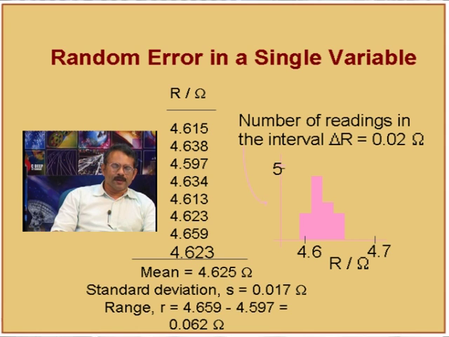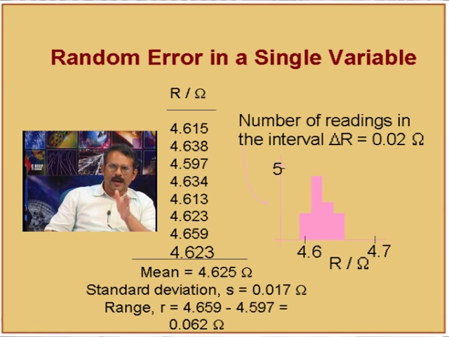Now there is nothing very special about choosing delta R as 0.02 ohms. You can choose any other interval if you want. Okay, you can choose a smaller interval. If you choose too large interval, then you will not get a histogram with variation, obviously. So now you start from 4.6 minus 0.01 to 4.6 plus 0.01. That is one range. See how many readings are there which lie in that range. Now that is what is the height here. Okay, so if you take that range 4.6 minus 0.01, 4.59 is the lower value.